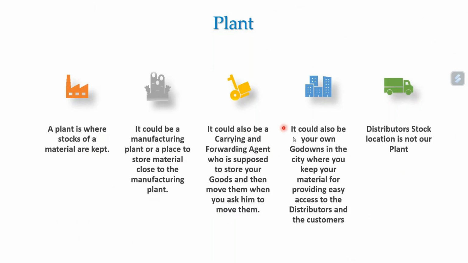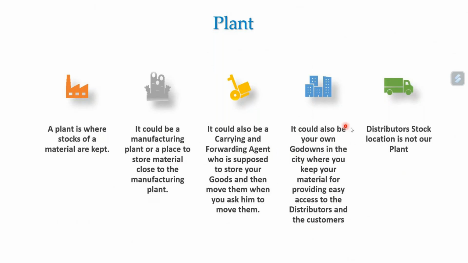Okay. Next is it could also be a godown in the city. Godown, right? You normally could put your stuff there. So it could also be a godown or a warehouse. Normally you don't use a godown any longer. You have proper warehouses which are at the ground floor level, and where you keep your material for providing easy access to distributors, right? So a place to store your materials close to your customers, right? That is a warehouse in modern day terms. We no longer call it a godown. This is also a plant.